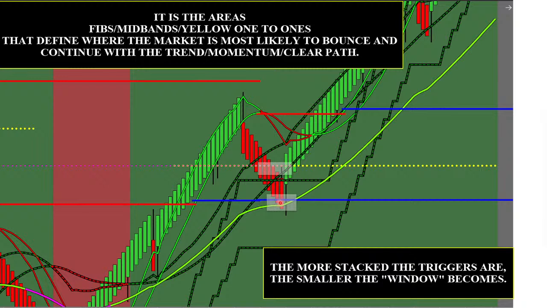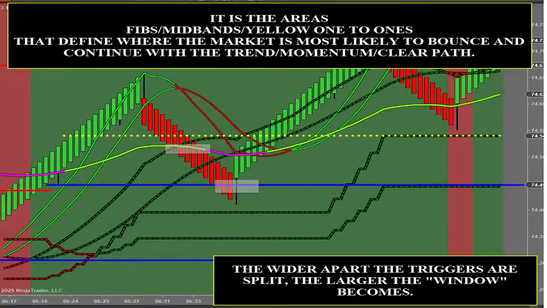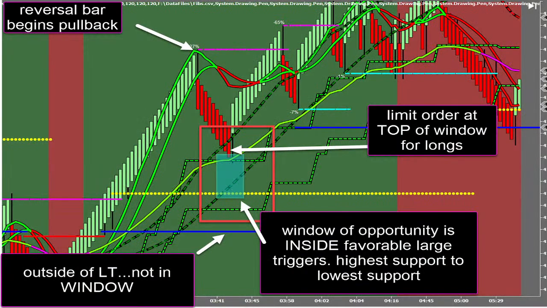This is where the precision comes in, guys. The more stacked the triggers are, the smaller this window becomes. The wider these triggers are, the bigger this window, the more risk that you're going to potentially have. So what we're going to do is define our entry, and we're going to do it by using this refinement process.